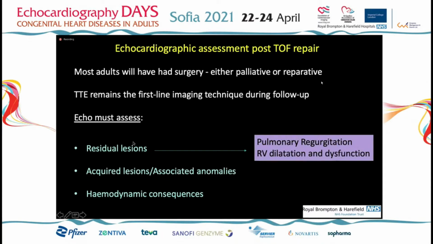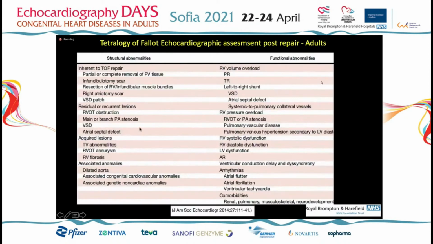So the echo must assess residual lesions, the most important being pulmonary regurgitation, RV dilatation, and dysfunction after the complete repair of tetralogy of Fallot. Acquired lesions that could sometimes be associated to the type of repair or to the natural history of the tetralogy of Fallot, or even acquired diseases during life, like for example, acquired coronary artery disease or acquired mitral valve disease. We need to always pick it up. And then the hemodynamic consequences of everything.